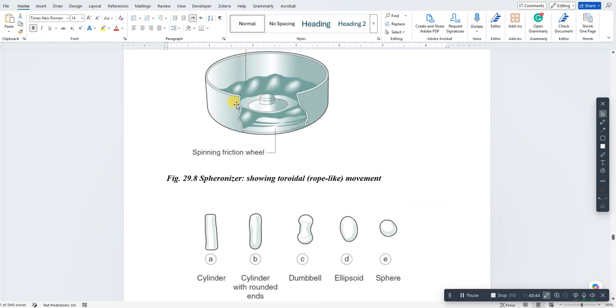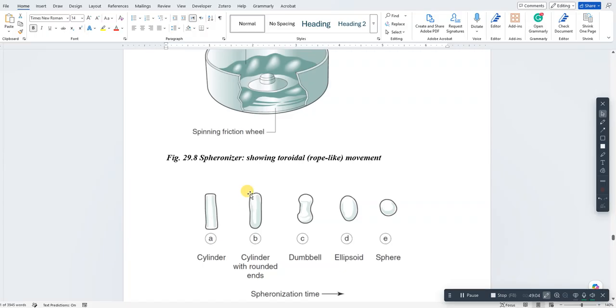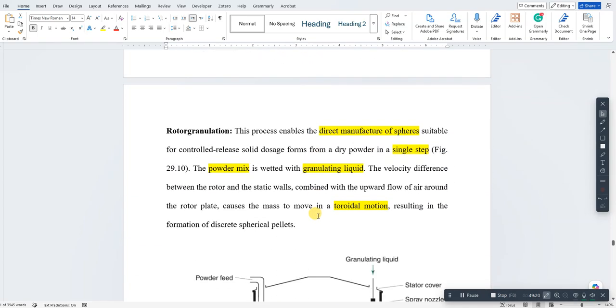While this rotates, air will be coming from the edges here to dry the preparation and also to cause toroidal motion. This toroidal motion will keep bumping into the edges of the cylinder, making it go through different stages until you have spheres. This is how spheronization happens.